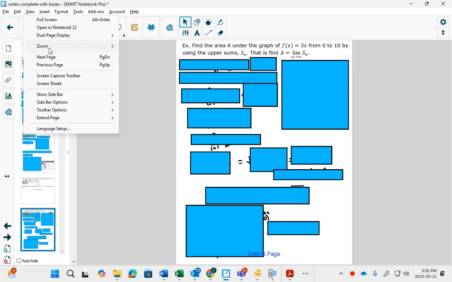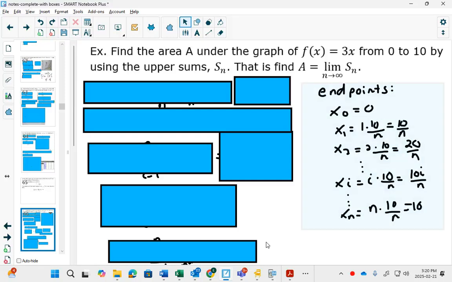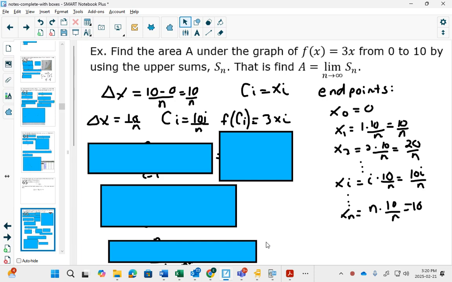I'll make this wide again. So now we're going to see if we can do that limit for something that you could just easily find the area for anyways. Right? Does it make sense that if you had n subdivisions, then you would take your width of 10 and divide it by n parts? And we'd have our lower sums and upper sums.